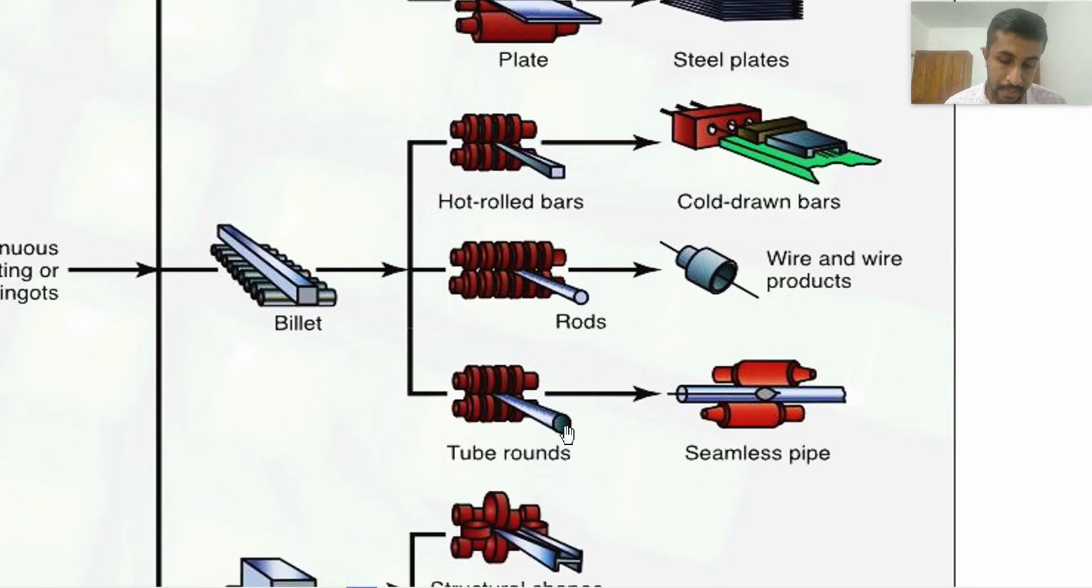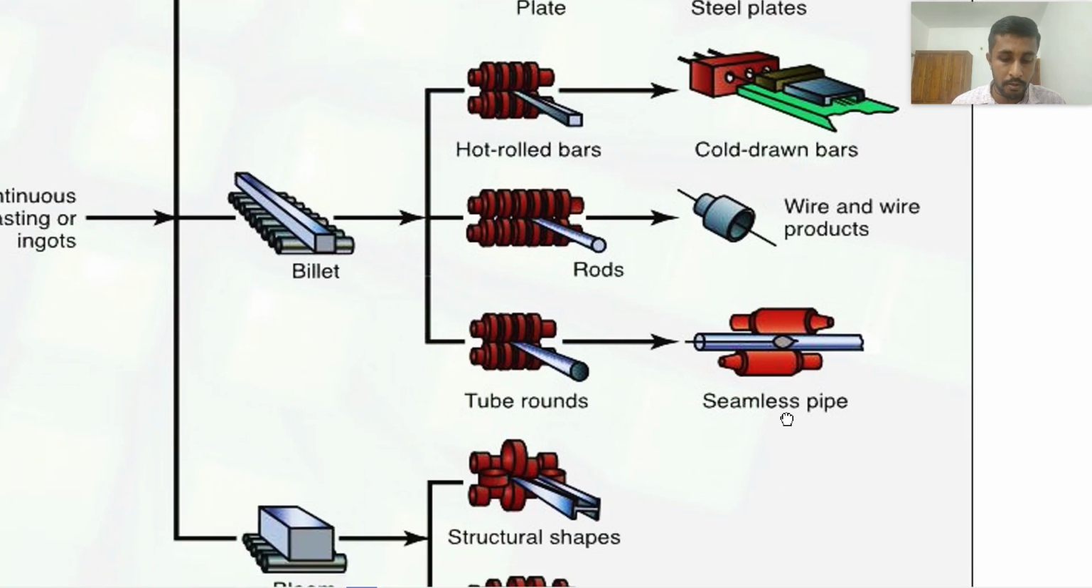We can make a tube also. Okay, pipes or tubes with hollow structures. For that, tube rounds are made. Then seamless pipes are produced by the Mannesmann process. We will discuss that process. This is also a rolled product. Seamless pipes we can also make using the rolling process.